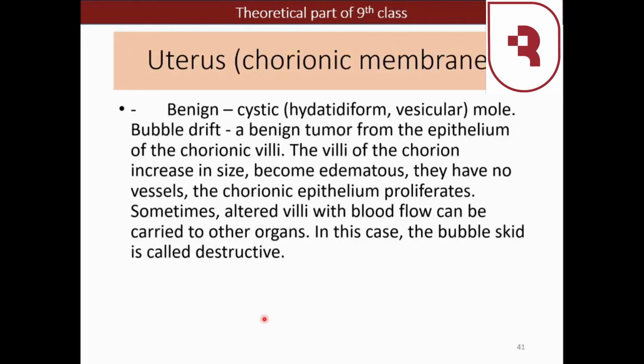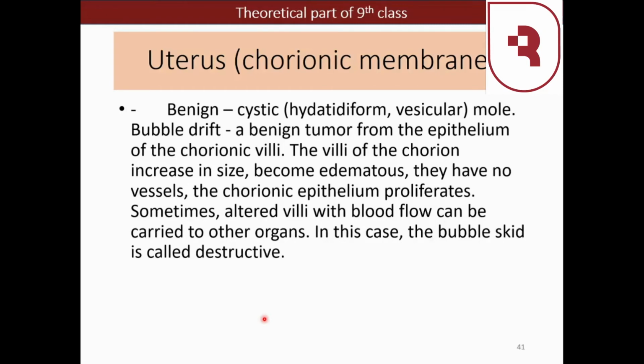In the uterus, we may see cysts, mole, and bubble drift. It is a phenomenon of implantation and implantation disorders, when we will see formation of tumor from the chorionic villi.